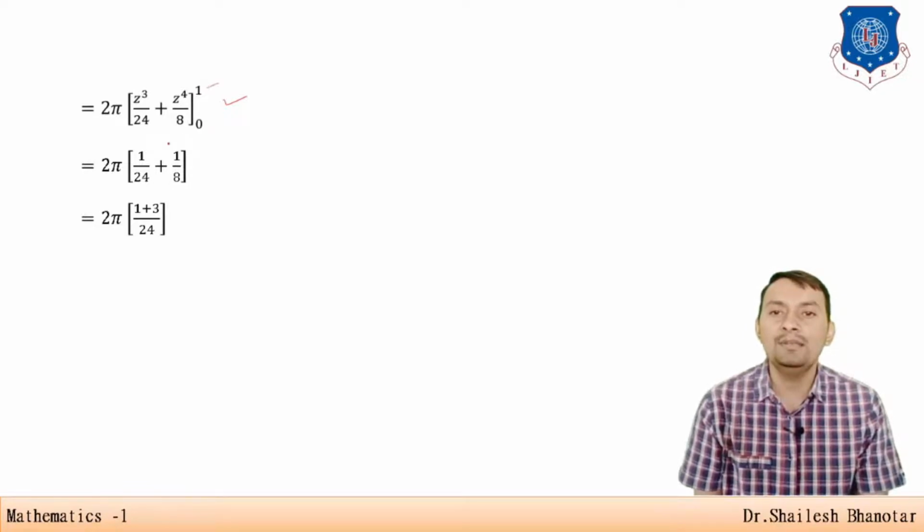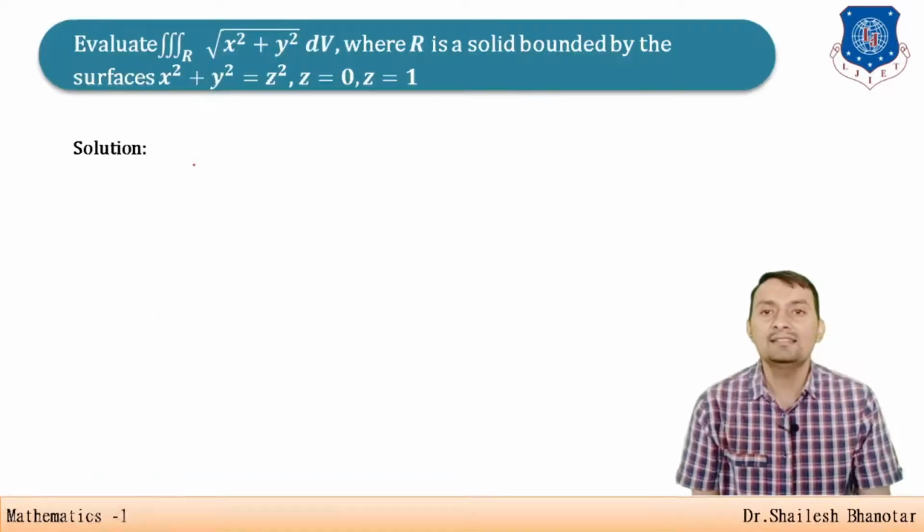But when you put the upper limit and then the lower limit, after taking the LCM, you will get the answer, that is pi by 3. Let us see another question.